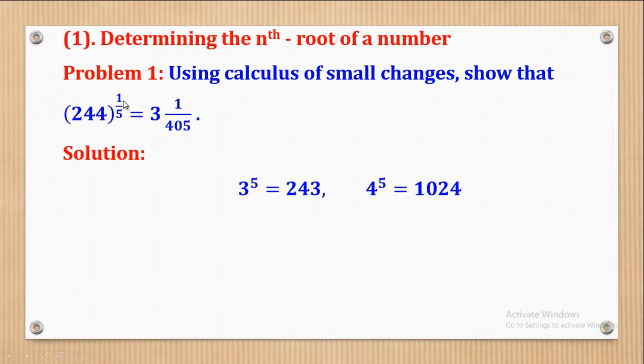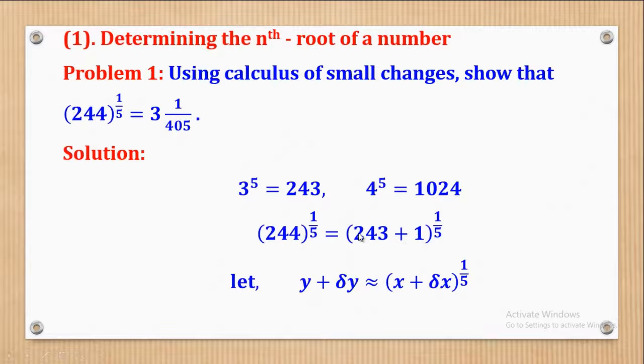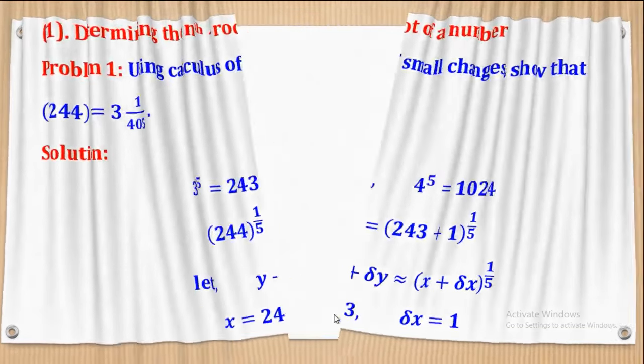So since they want the 5th root, it means 3 to power 5 will be 243, and 4 to power 5 will be 1024. If you look at these two values, it is this one which is closer to 244, therefore we shall take that. And in this case, we shall say that to get 244, we had to say 243 plus 1. And in this case, it means that this is now our x, and this is our small change in x. And everything will be equal to y plus small change in y, like we said.